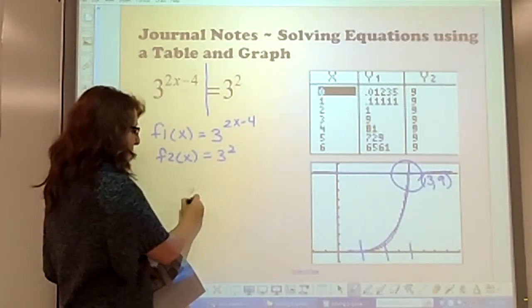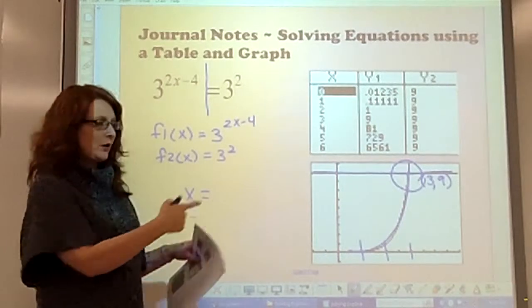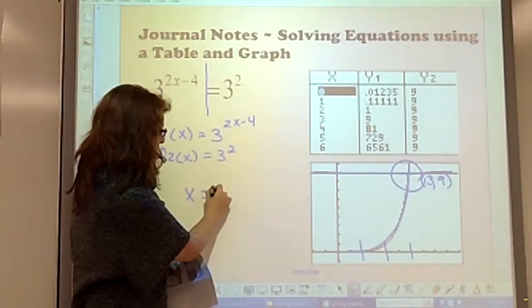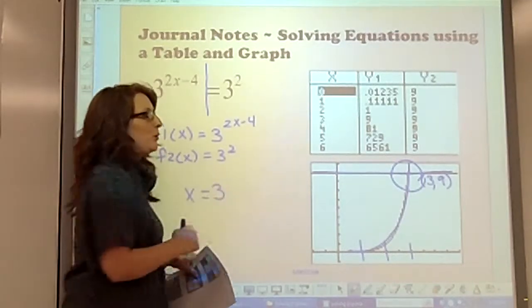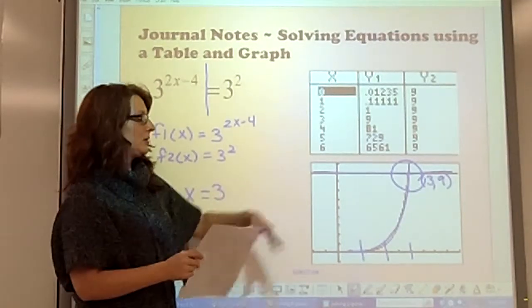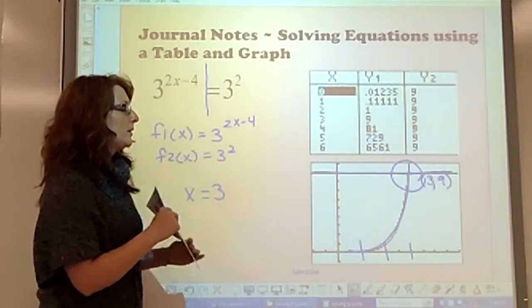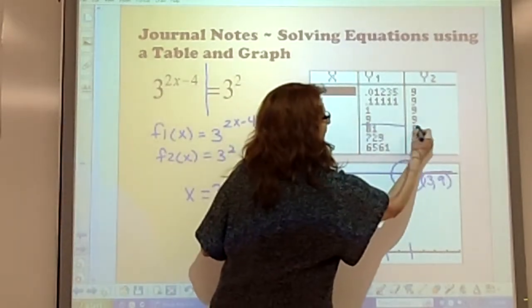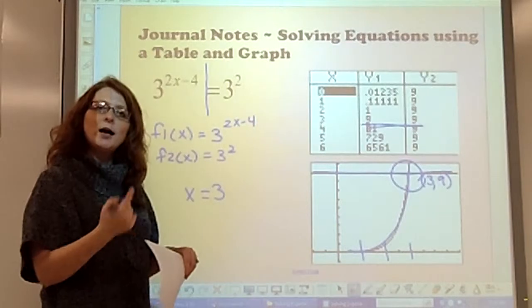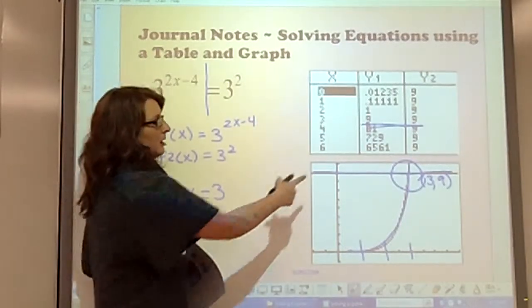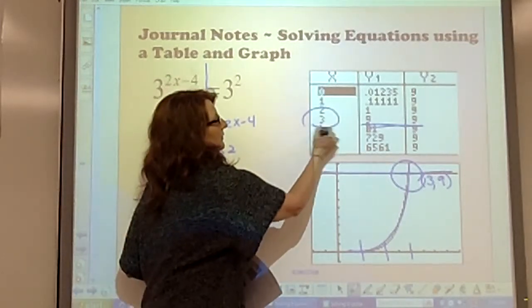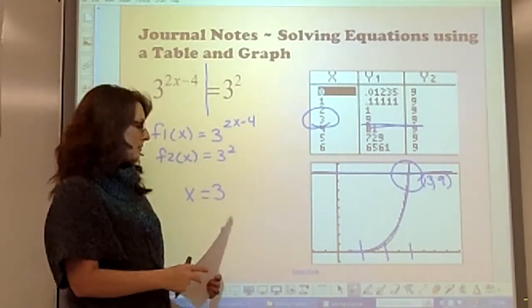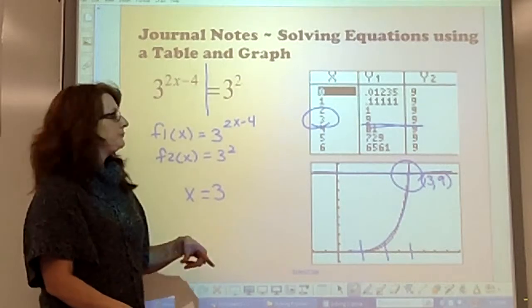I only want to know what x equals. So I don't want the whole point. I only want x is equal to 3. On the table, because on tests a lot of times they're going to give you just this. Show where the solution is. Here's what I'm looking for. Y values are the same. If the y values are the same, I don't want the y value, I want the x value. X is equal to 3 again.